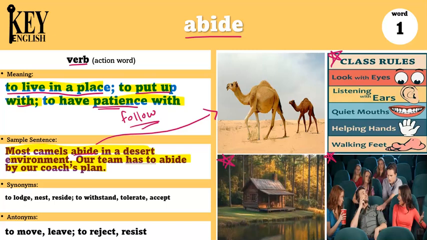And another one is, I can't abide rude behavior. When someone is being rude, like talking on their phone during a movie, I can't abide with it. It means I don't have patience with it. I don't want to put up with it. It makes me upset. So we can use this word abide to say someone is following or having patience with something, or we can use it in the negative by adding can't and saying I can't abide. Some synonyms are to lodge, nest, reside, to withstand, tolerate, and accept. Antonyms are to move, leave, to reject, and resist.